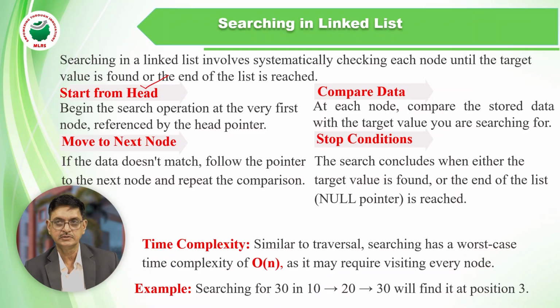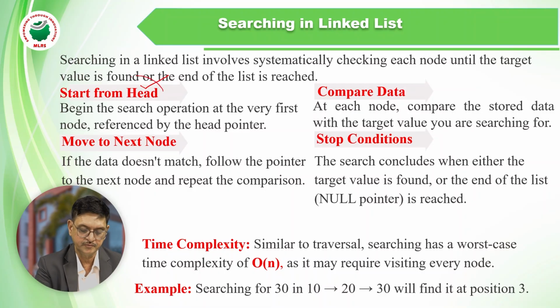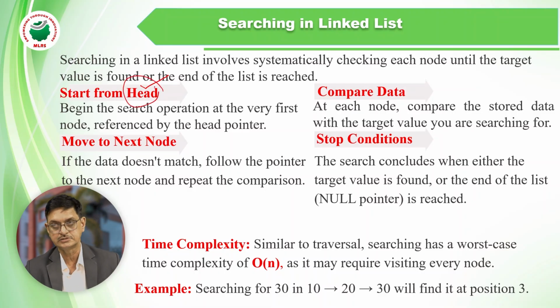That means whatever the node address which is available in the head variable. So that is the first node. In the first node, we start comparing the data, whether the data contained in the particular node is the required value or not. If the value is matching in the first node itself, we can declare the node is available, and we can perform any other required operation.